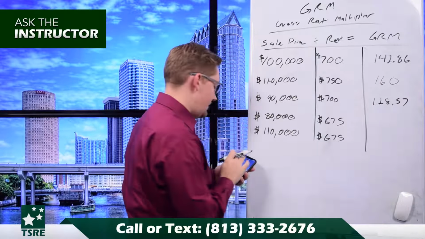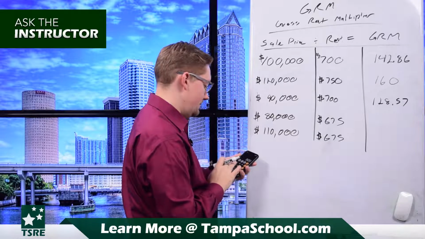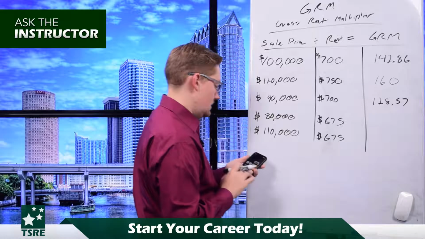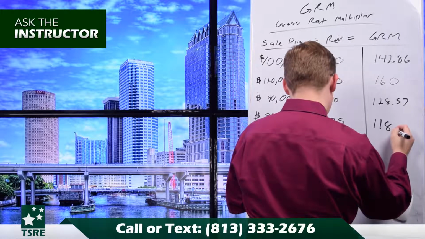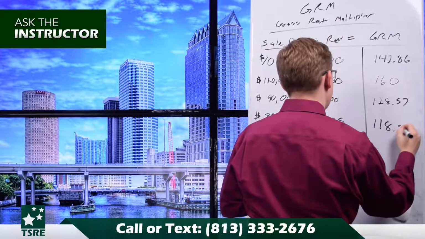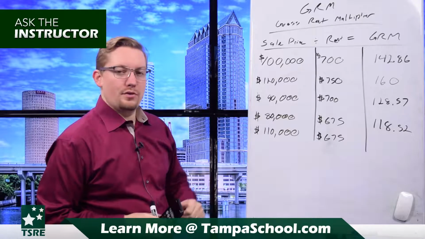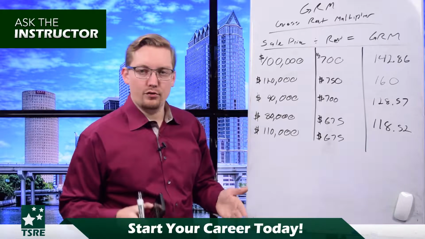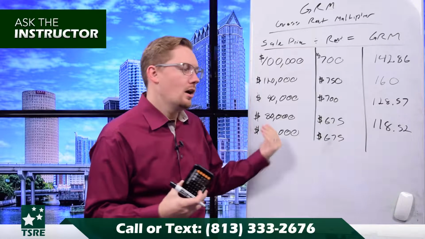So let's look at this $80,000 property. We're going to take that $80,000 and divide it by 675. And that gives us 118.52. There's our best deal we've got so far. Even though this one is one of the lowest rents on the list, because of that price point, again, it's a better ratio. Again, the lower that number is, the higher the return on our investment, or the higher the rent we're getting off the sale price.